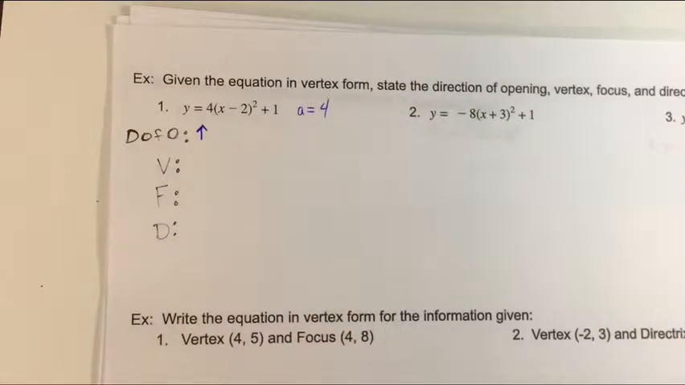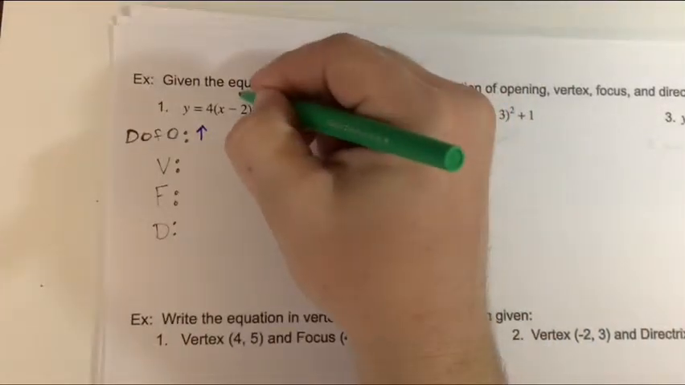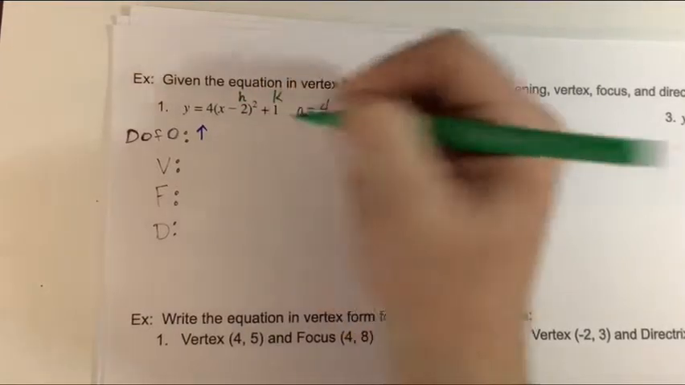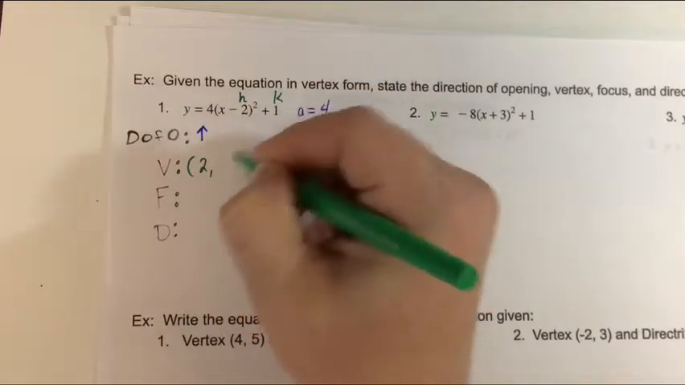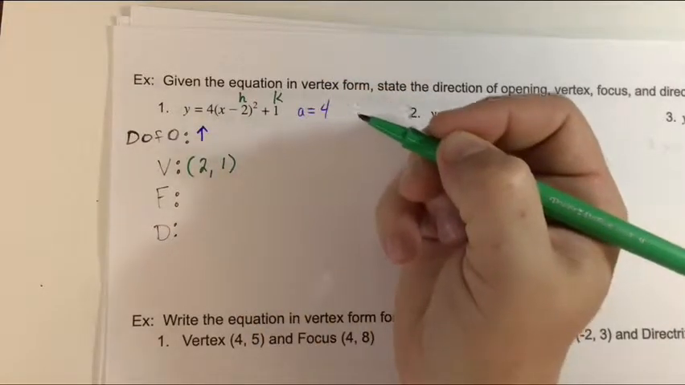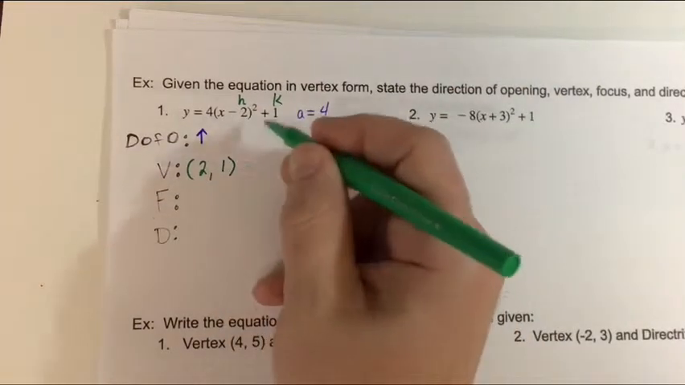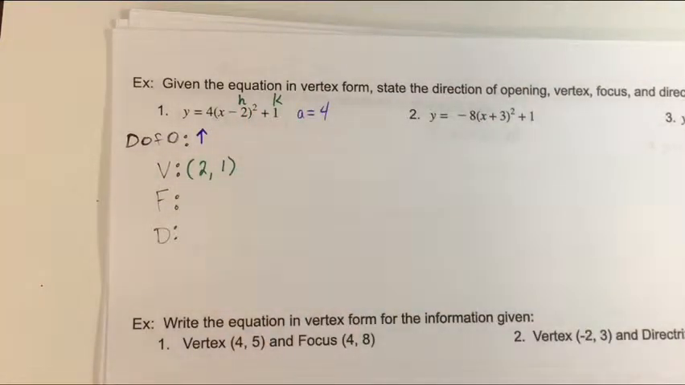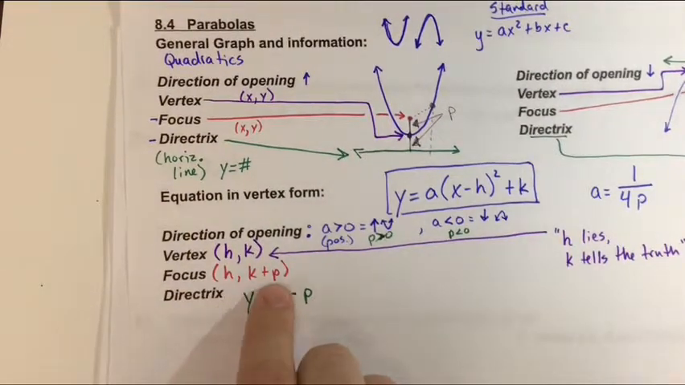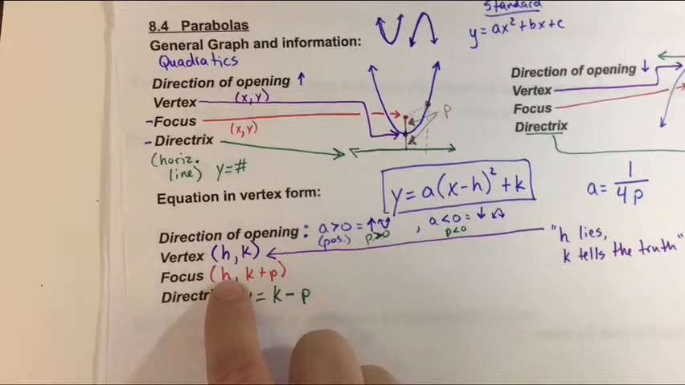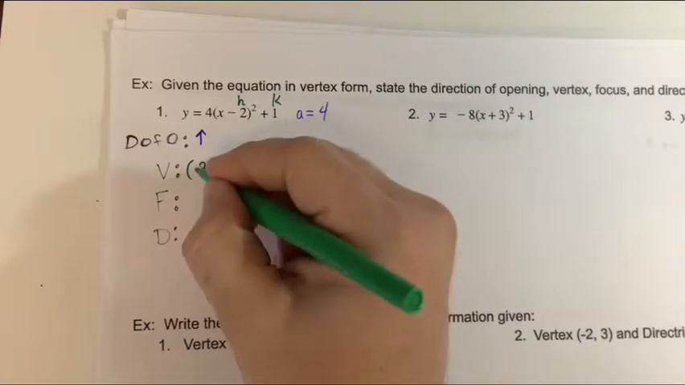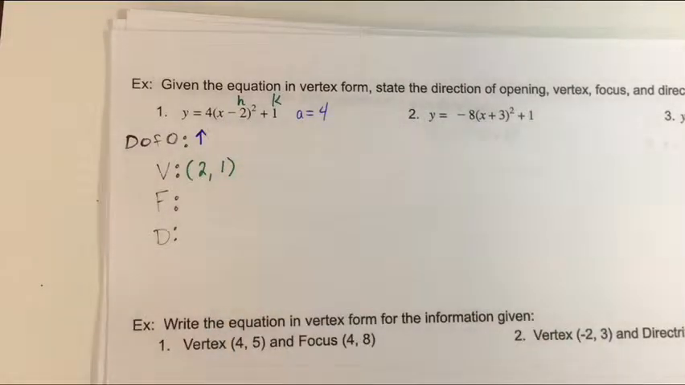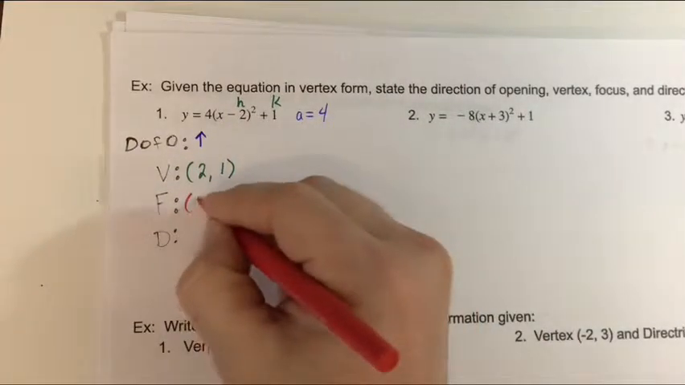Then I want to look at the vertex. All we have to remember is h and k, but h lies, k tells the truth. So my vertex is actually at positive 2, 1. So that's my vertex. My focus is based on that vertex. My focus is k plus p for the y value, but the h stays the same. So this x-coordinate for my vertex is also the x-coordinate of my focus.